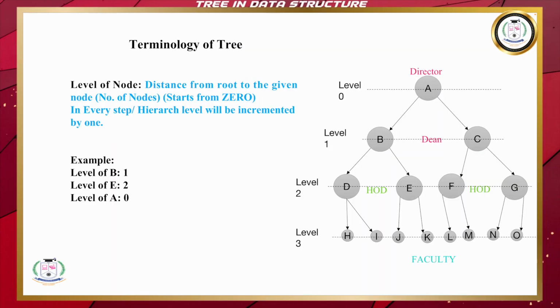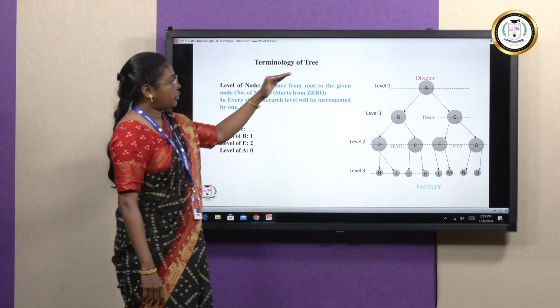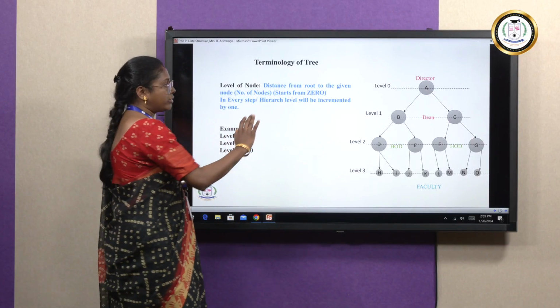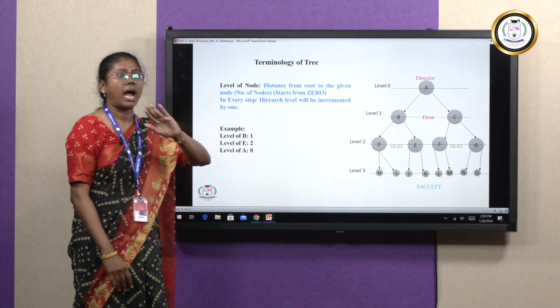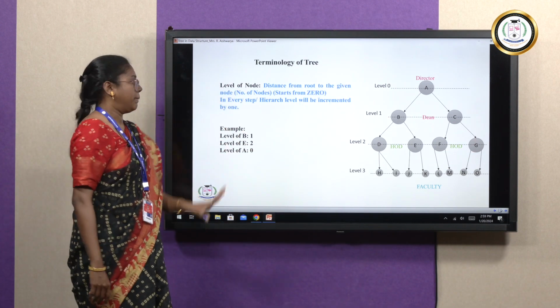Next one, level of a node. How do we find the level of a node? While looking at this particular tree, I have generally started with level 0, level 1, level 2, level 3. I have given them manually, but you have to find the level in the proper manner.